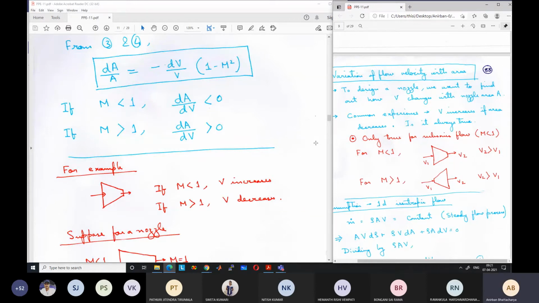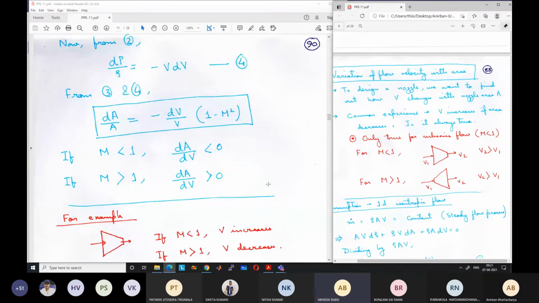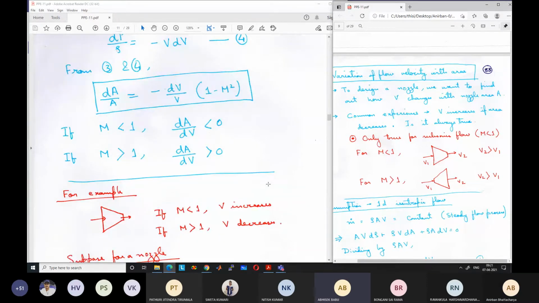Sir, in a supersonic nozzle, only when the area increases does velocity increase? Or in a normal nozzle, what is the case? A normal nozzle you encounter in day-to-day activity, right? Say a nozzle like a funnel. If you are pouring some oil, what will happen in a funnel? The area is decreasing, and velocity will increase, right? Area decreases, velocity will increase.